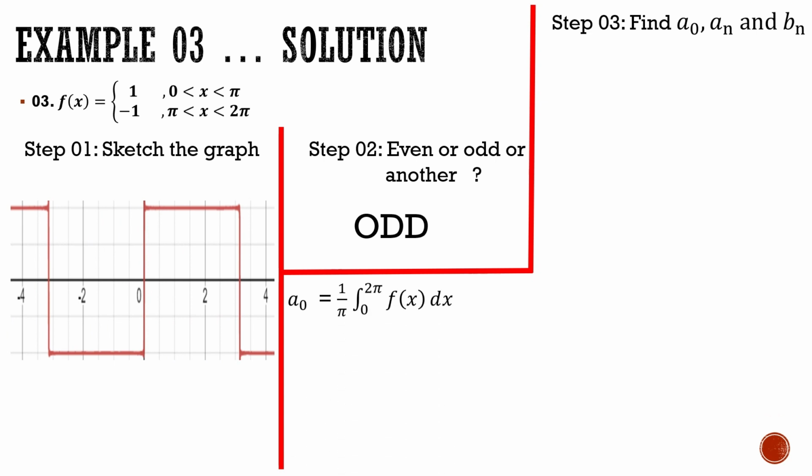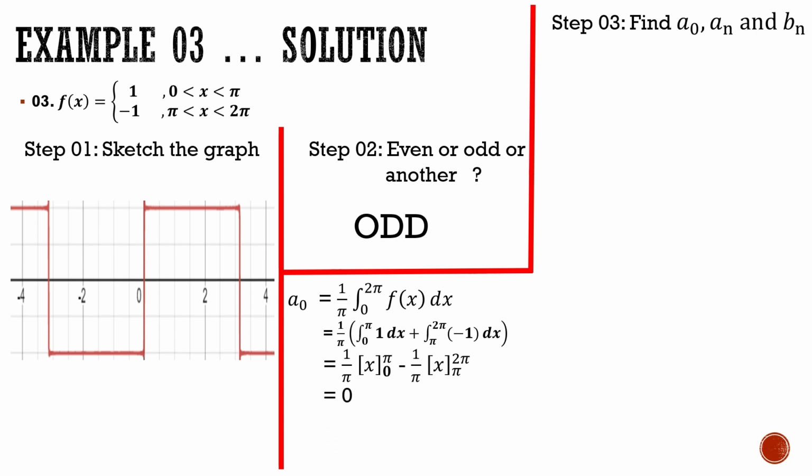a0 equals 1 over 5, integral from 0 to 2 times 5 of f(x) dx. After substituting, we have to divide it into 2 parts for this question, because the f(x) value is 1 for x from 0 to 5, and f(x) equals minus 1 for x greater than 5 and less than 2 times 5. After simplifying the a0 equation, we get a0 equals 0.